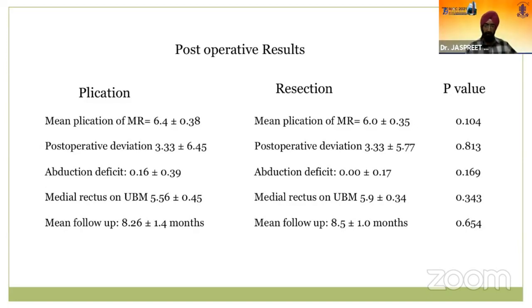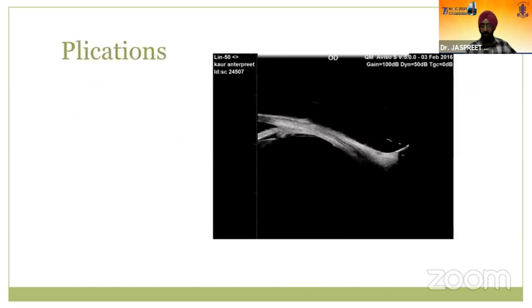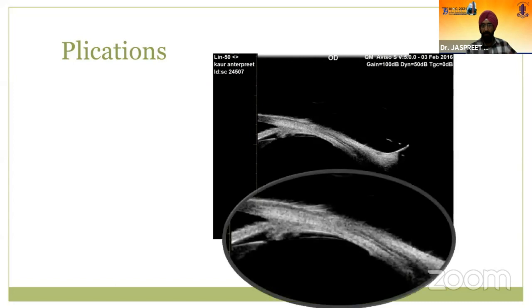So basically, the results are fairly comparable in both of them, and we could identify the muscles on the UBM as well. You can see here the plication. What is happening is it's a double shadow. So that's the difference from resection. You have one shadow above, one shadow below.